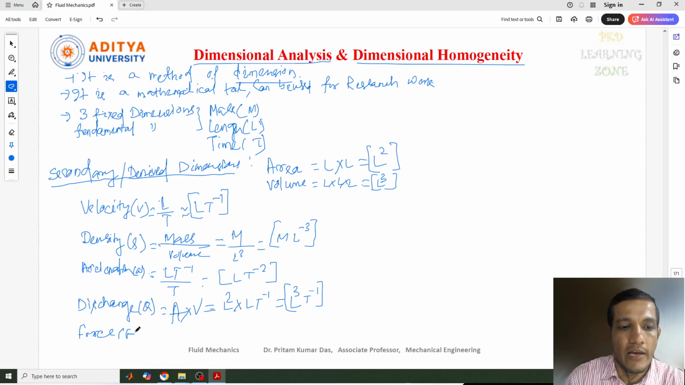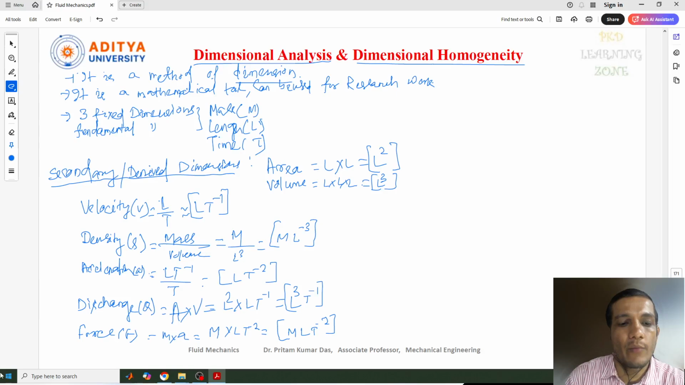So force F. Here also we can write force equals mass into acceleration. Mass m is already there, and acceleration we have already derived, that is L T to the power minus 2. If you combine, what will we get here? We'll get M L T to the power minus 2. So this is all about the secondary units or derived units.